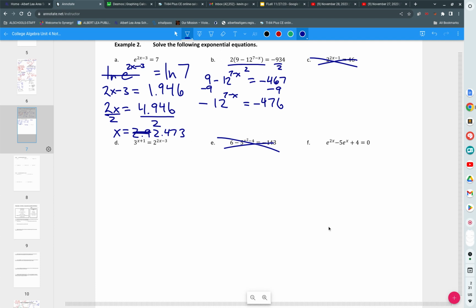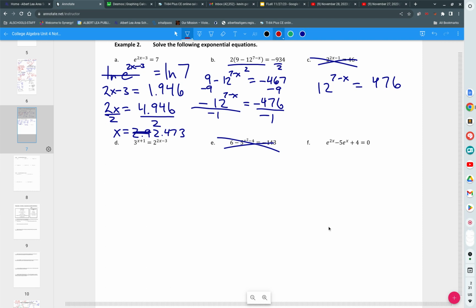That's what most everybody goes to, and I want you to understand what the difference is here. This is not negative 12 to the 7 minus x. This is 12 to the 7 minus x times negative 1. Do you see the difference? If it had parentheses around it, then we would do log base negative 12. But what we're going to do instead in this situation is divide by the negative 1 to get rid of it. And we get 12 to the 7 minus x is equal to 476. So that negative is not being taken to the power.